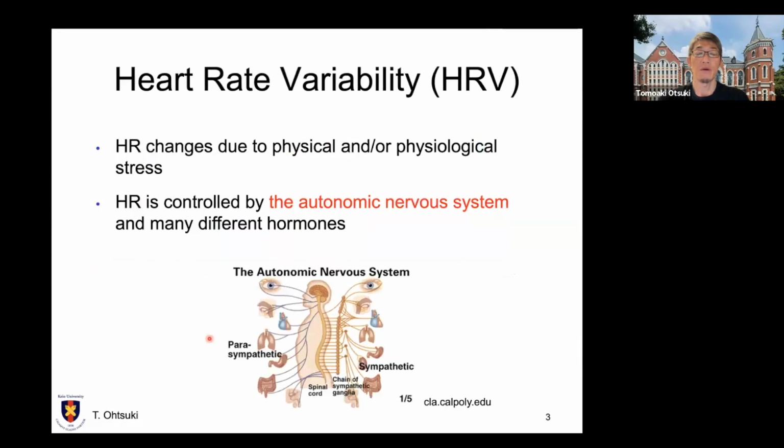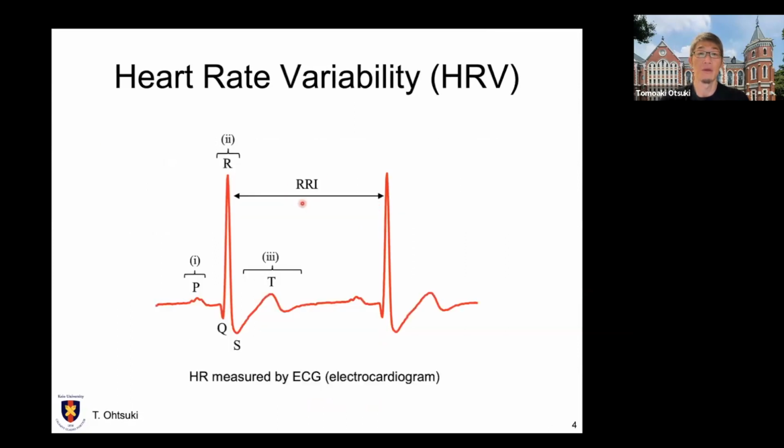When we talk about stress monitoring in particular, we focus on heart rate variability, HRV. What is HRV? Heart rate is always changing due to physical and physiological stress. And it is known that heart rate is controlled by the autonomic nervous system and many different hormones. So heart rate variability is often measured by this RRI. RRI represents the RR interval.